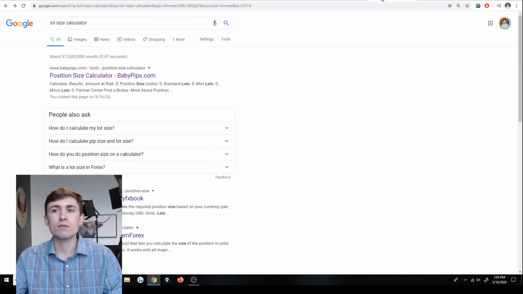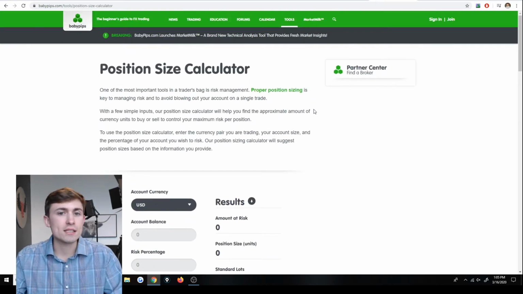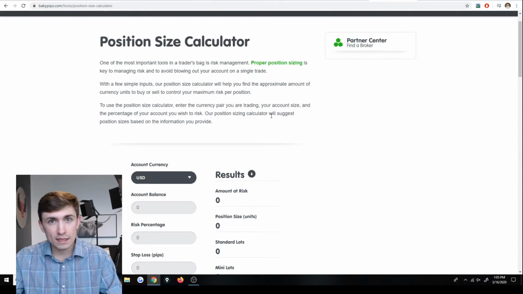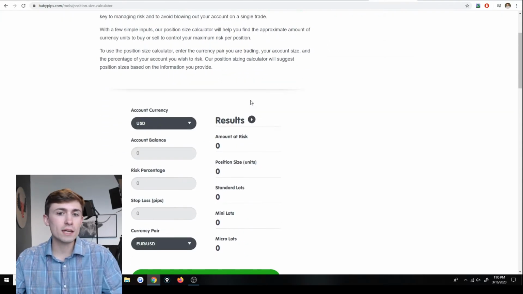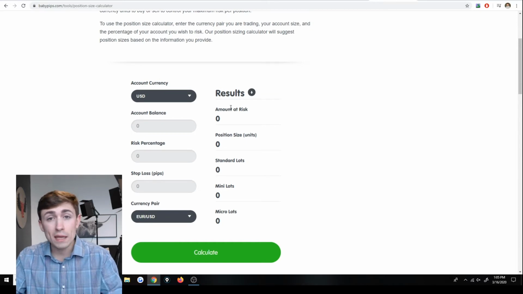What we can do is go over to Google and type in lot size calculator. It's literally as easy as that. You can see there's one here by babypips.com called the position size calculator. If you click it here, you see this position size calculator. It is completely free, and all you do is plug in your information, and it gives you what your lot size would be in order to risk the amount that you want to risk.